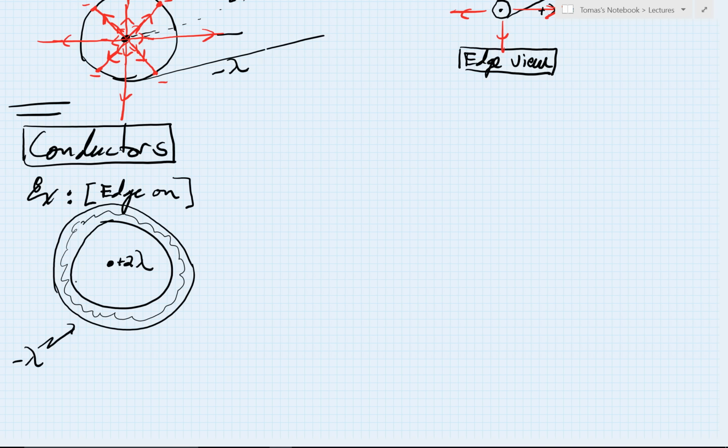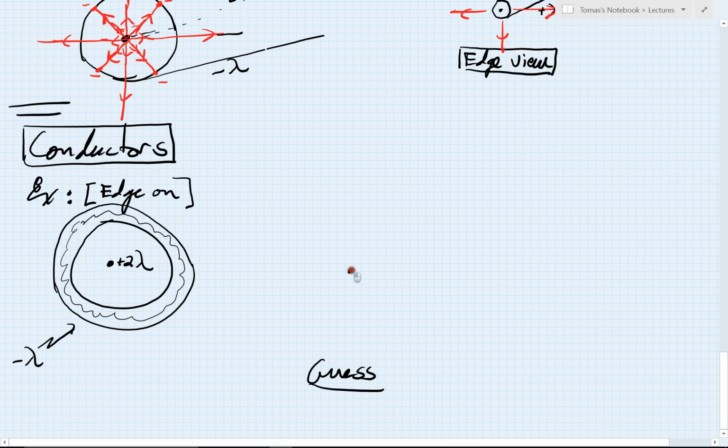Now, our first guess, and it's not an unreasonable guess, would be that, well, I've got this charge minus lambda on my conductor. It's a negative charge, and I've got a charge of plus 2 lambda in the center of the conductor. So my first guess might be that all these negative charges are going to be attracted to that inner surface. So let me sketch that here as our guess. So this is our first guess.